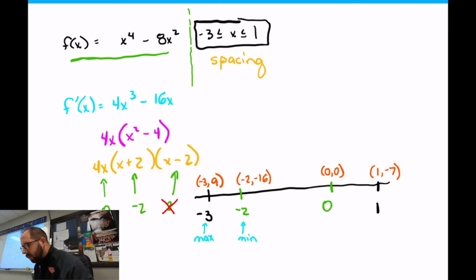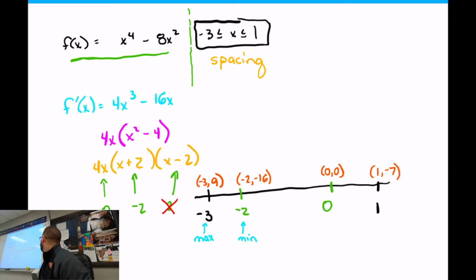Because what I'm going to do is between these numbers, -3, -2, 0, and 1, I'm going to be plugging numbers into the first derivative function. That's the derivative function, the thing I have in blue, because I just want to know what my slopes are doing. If I can see what the slopes are doing, that tells me if it's rising or falling. I can get a sense between each of these numbers if that's going up or down.